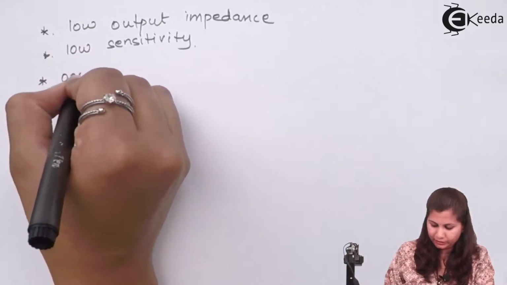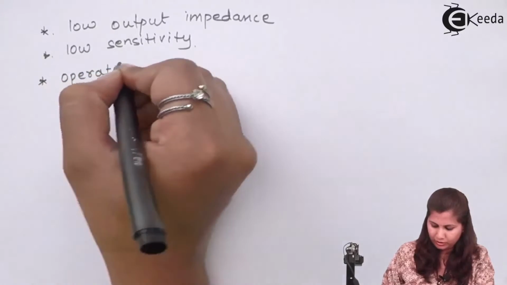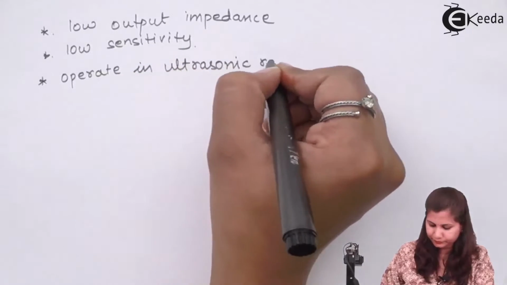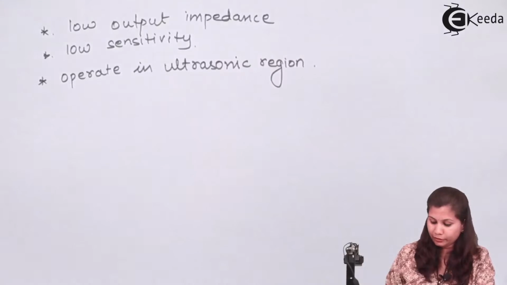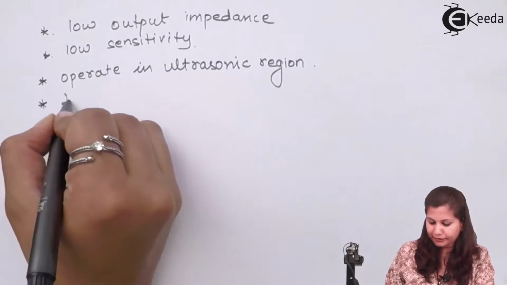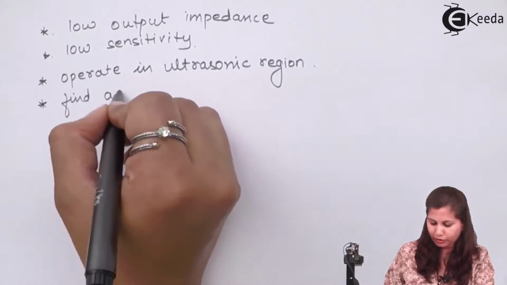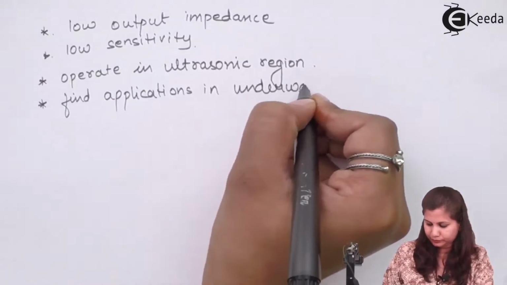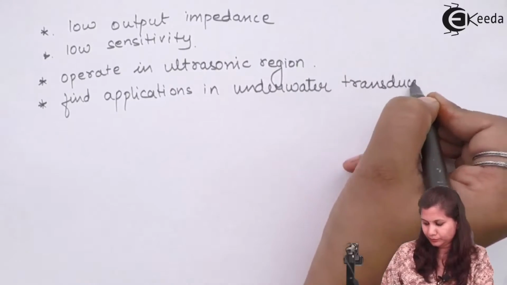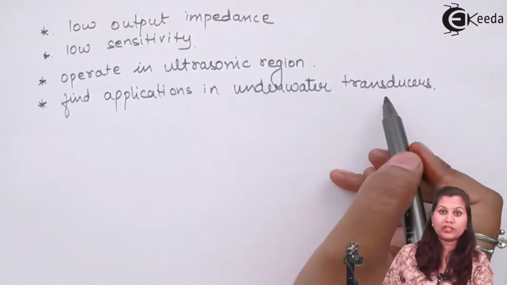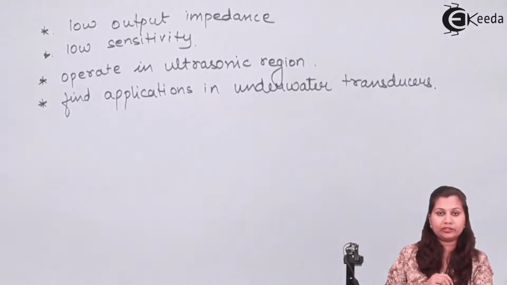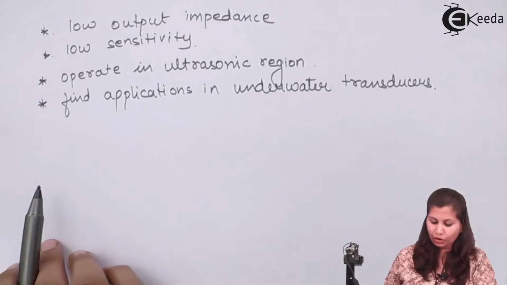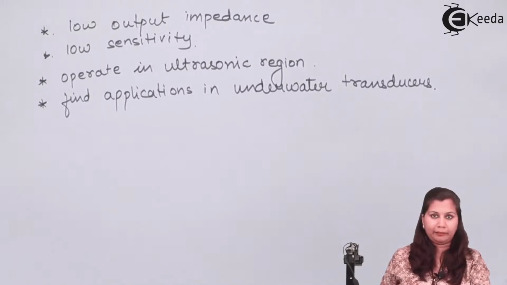They can operate in the ultrasonic region, and due to that they find their applications in underwater. They are transducers because they are converting the non-electrical quantity into an electrical quantity. So this was the dynamic microphone.